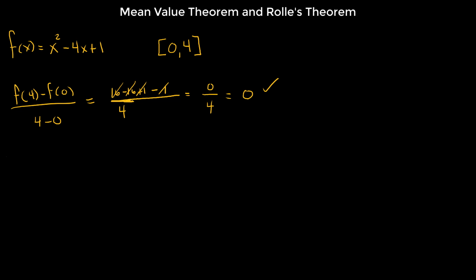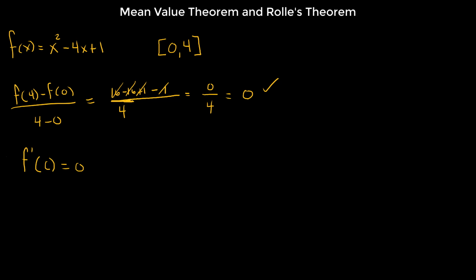So yes, Rolle's theorem does apply, because the slope between the 2 endpoints of the interval is 0. So what we need to do next is find some c value where the derivative evaluated at that value is also equal to 0, where the instantaneous rate of change of this function at some value between 0 and 4 is 0.